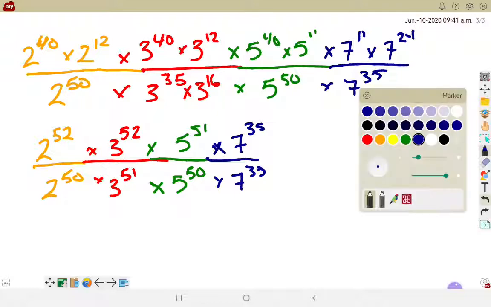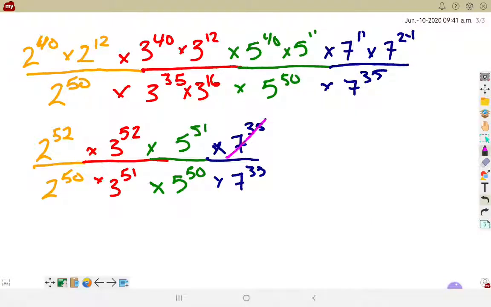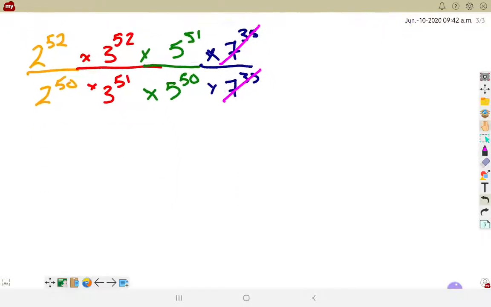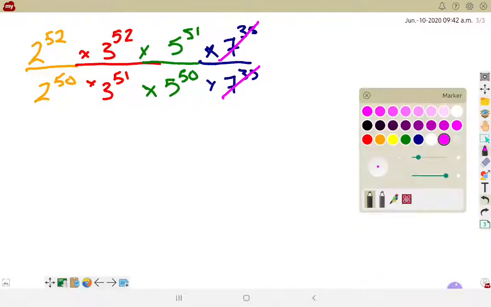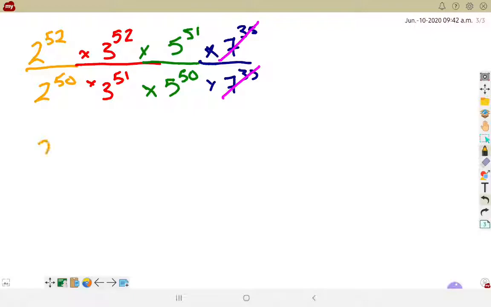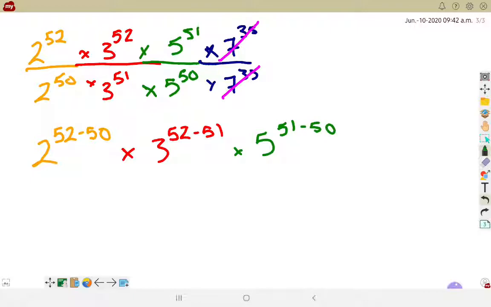And at this point, I'm very excited because for our 7's, we have the same exponent, top and bottom. Those guys cancel. I no longer have any 7's to work with. That's very nice. All right, using my quotient law, I can subtract those exponents for 2. So I'm going to take the 52 minus the 50. Using the quotient law for the 3's, I'm going to subtract the 52 and the 51 for the exponents of 3. And the same thing for the 5's, I'm going to subtract the exponent of 51 minus 50.